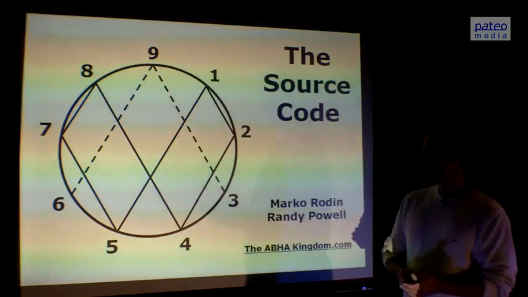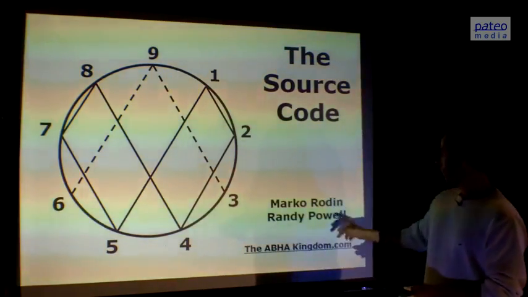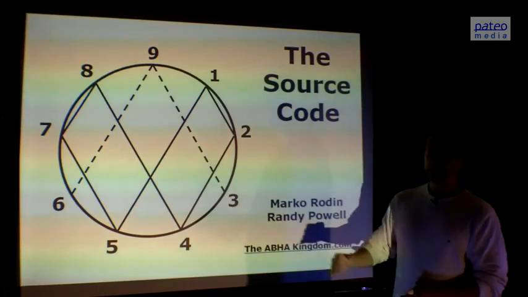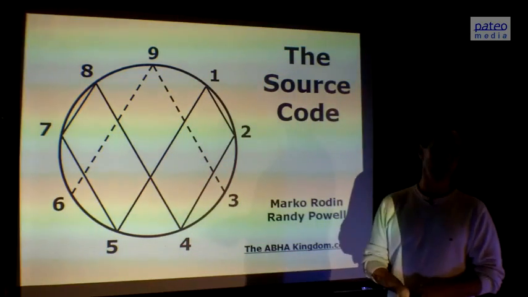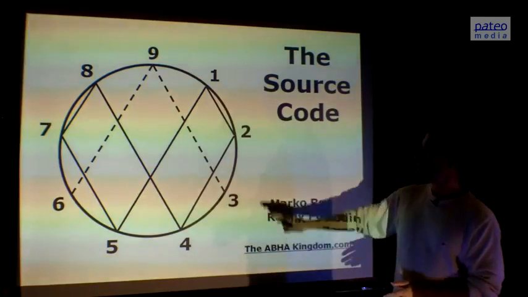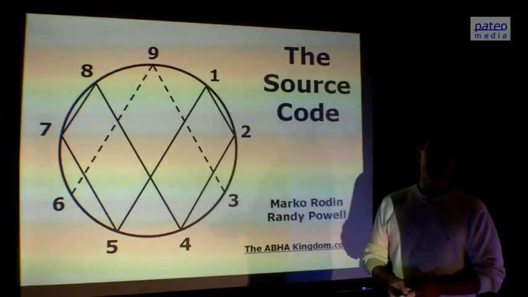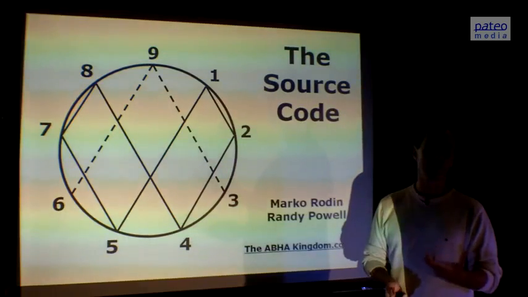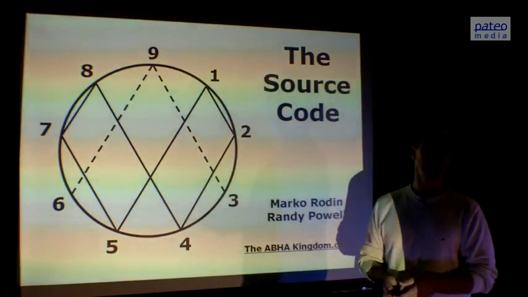If you want to learn more about it, go to the website The Akba Kingdom. That's the website of Randy Powell. And Randy is continuing the work of Marko Rodin. And they call it vortex-based mathematics. And it's all present in this symbol. I'm going to explain it to you. I call this symbol the source code because it's revealing the code from the source world.